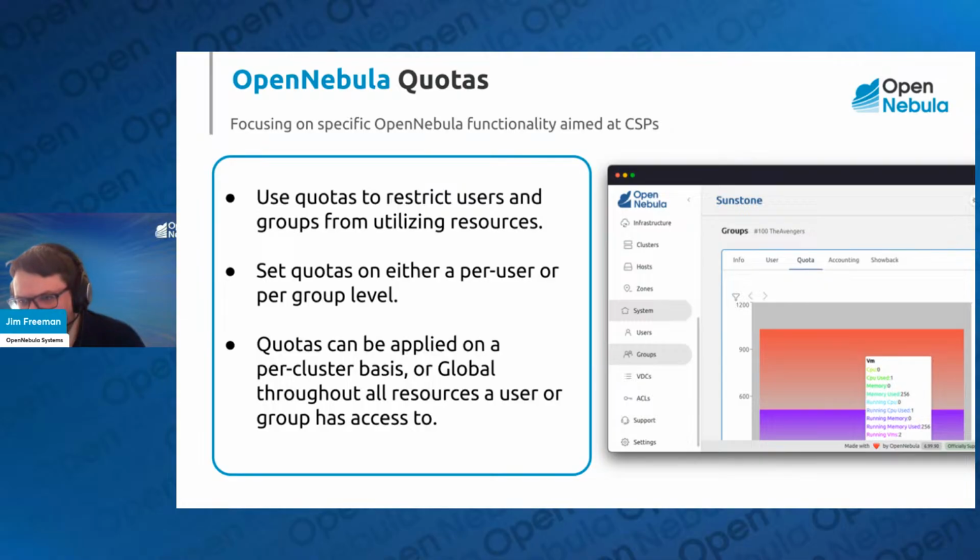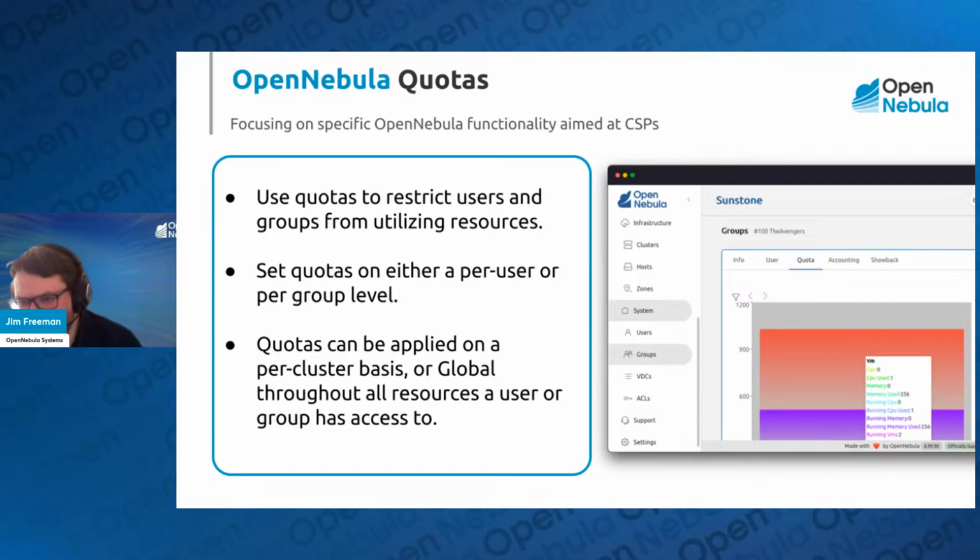Quotas is another really important aspect where, again, either on a per user or group level, you can restrict these users and groups from certain resources. I know it's quite hard to see on the screenshot, but there are a lot of different options here, whether it's CPU, memory, RAM, disk, IP addresses, and even the running version of these. So it can even be the number of VMs deployed or the number of VMs that can be online at once.